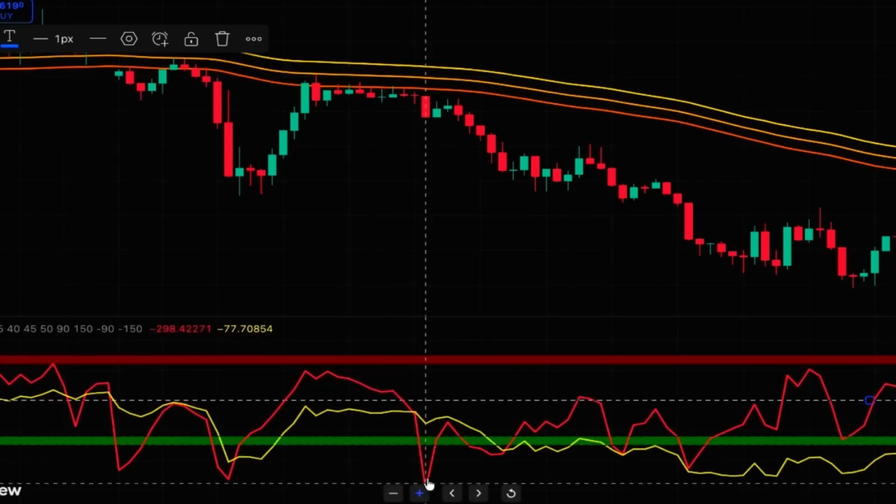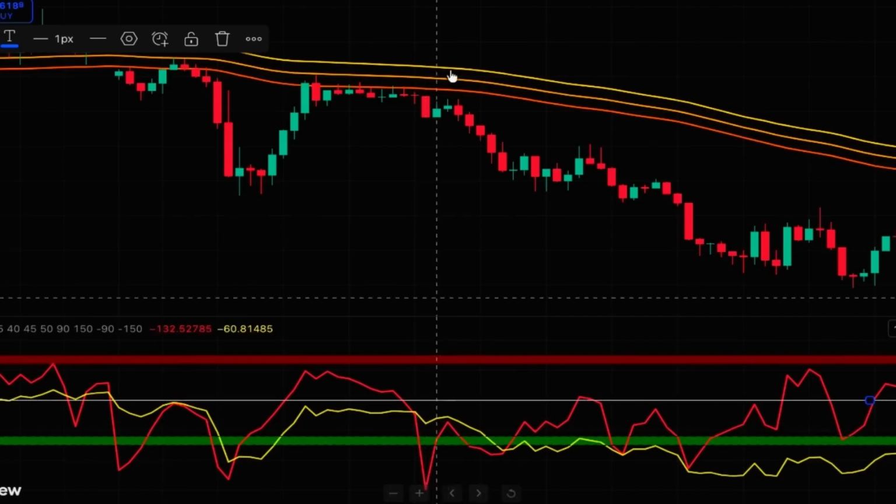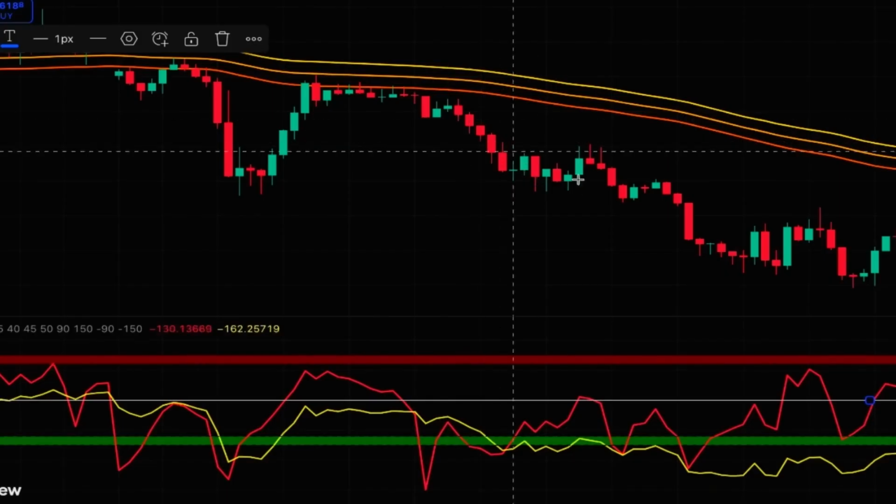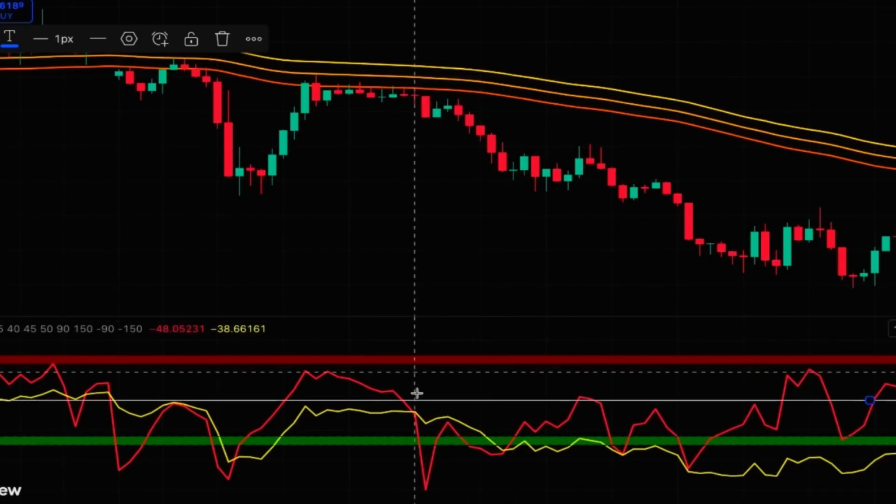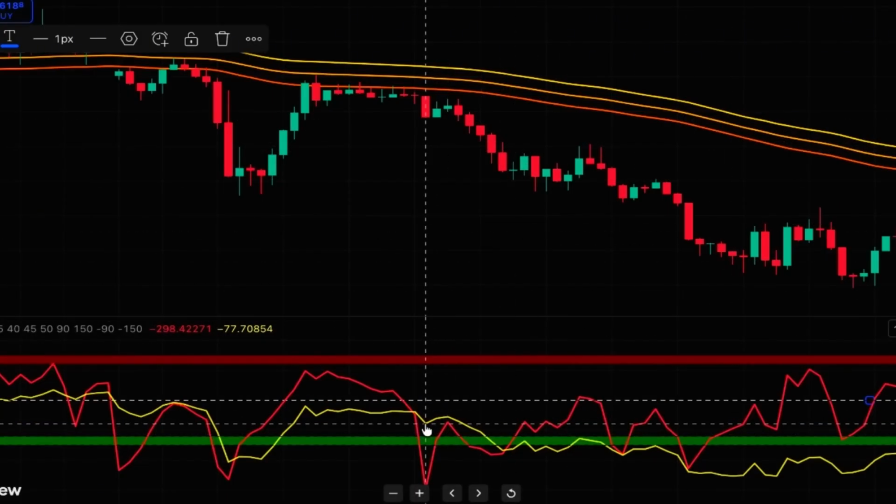When the red line has closed below the yellow line, it tells us that probably the pullback ended and the price is going to decline more. We enter a short position only if the yellow line is not oversold. In other words, the yellow line should be above this green zone.